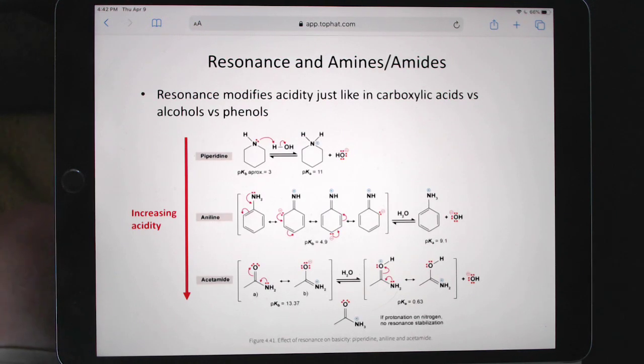So for nitrogen, this one here, I'm not really going to ask you, but just as a reminder, it follows the same rules as oxygen.